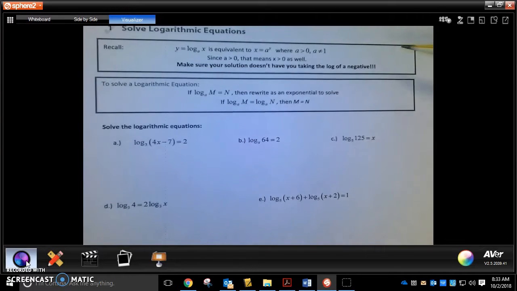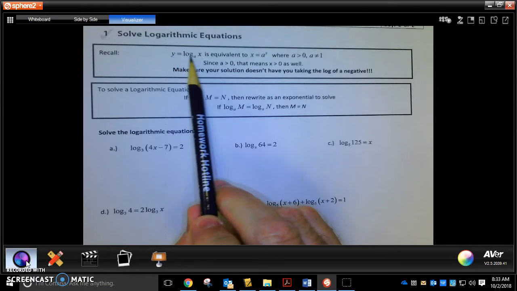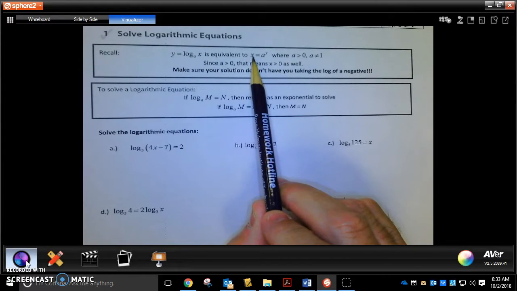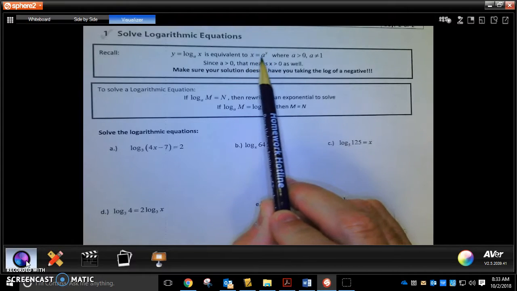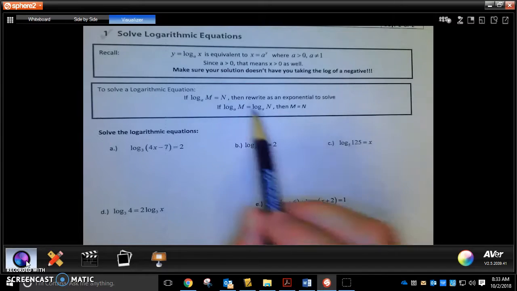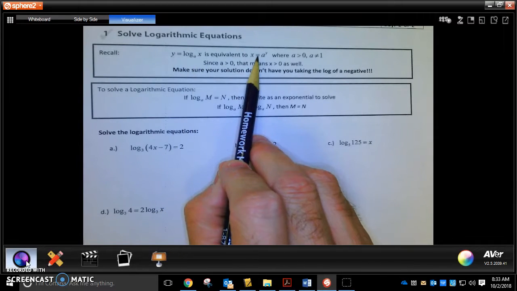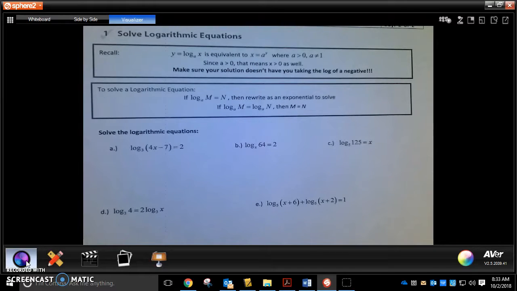So if you take a look at the top of your notes, first off, a little reminder, this is a logarithm and this is the equivalent exponential function. A lot of times when we solve logarithms, this is what we're going to do. We're going to take a log function, we're going to rewrite it as an exponential. We'll talk about that in a little bit.